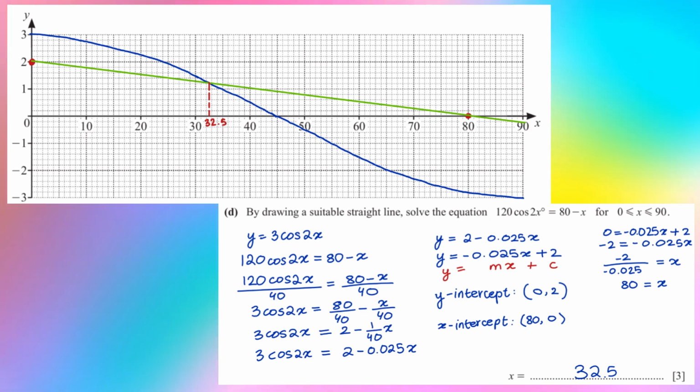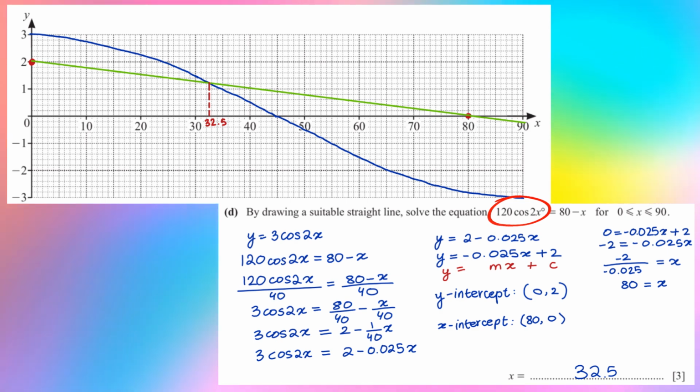Now to solve for part D. It says by drawing a suitable straight line, solve the equation 120 times the cosine of 2x equals 80 minus x, for x from 0 to 90 degrees. To solve this, we know we have the graph of y equals 3 times the cosine of 2x, for x from 0 to 90 degrees.